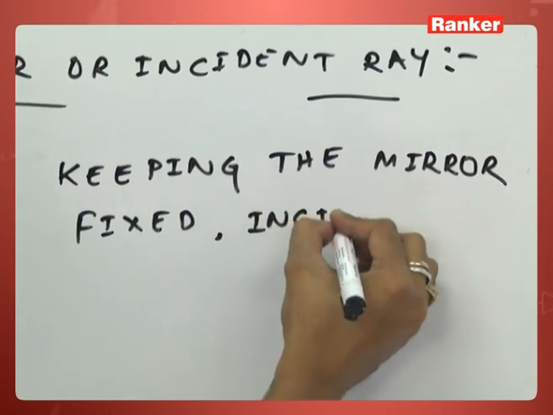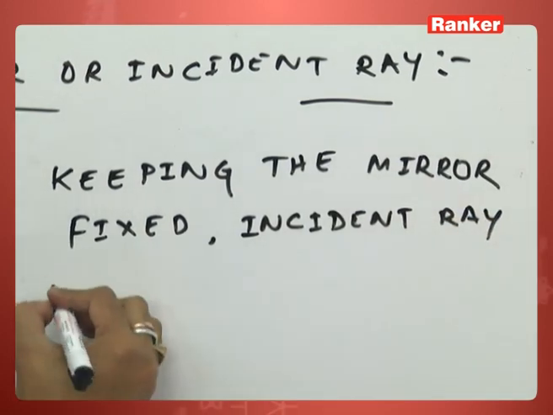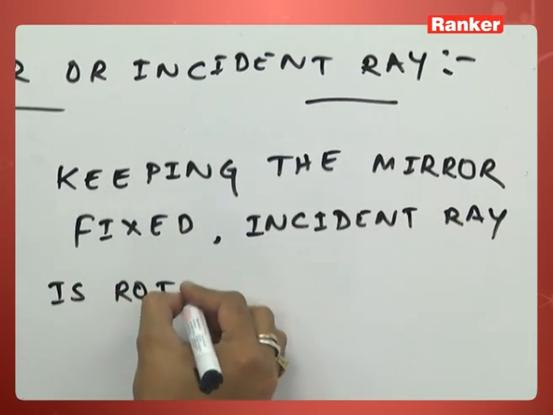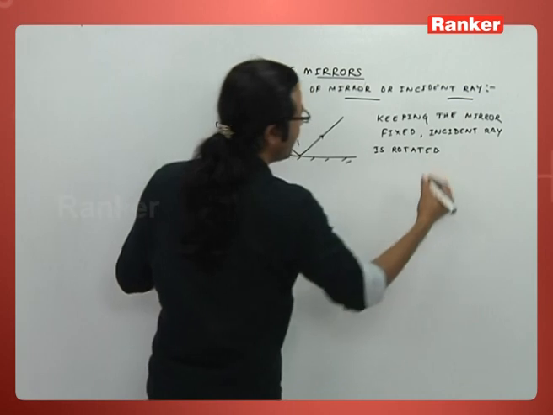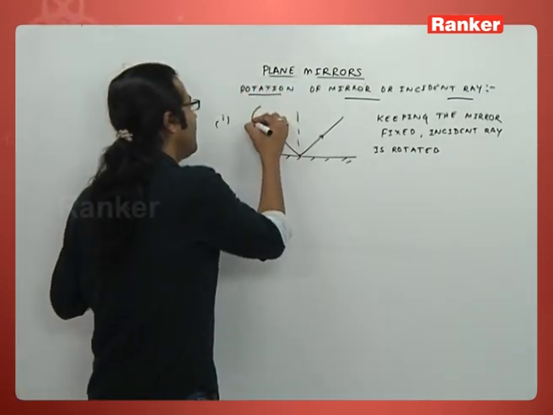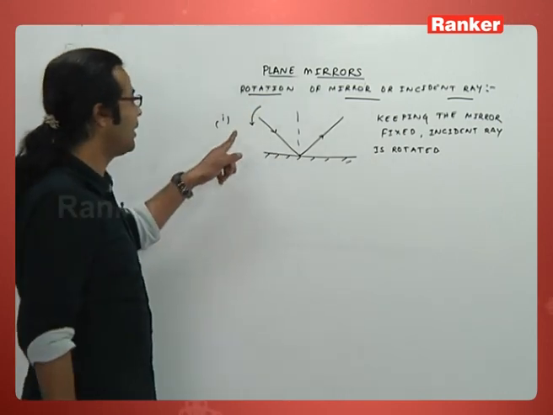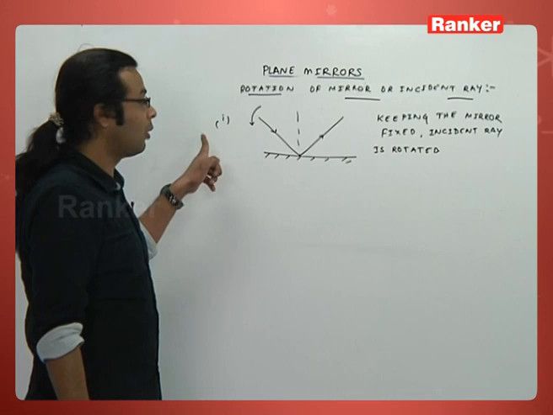incident ray is rotated. This is the first phenomenon. Like incident ray can be rotated either in this way or incident ray can be rotated in the opposite direction. Now the incident ray is rotated counterclockwise.